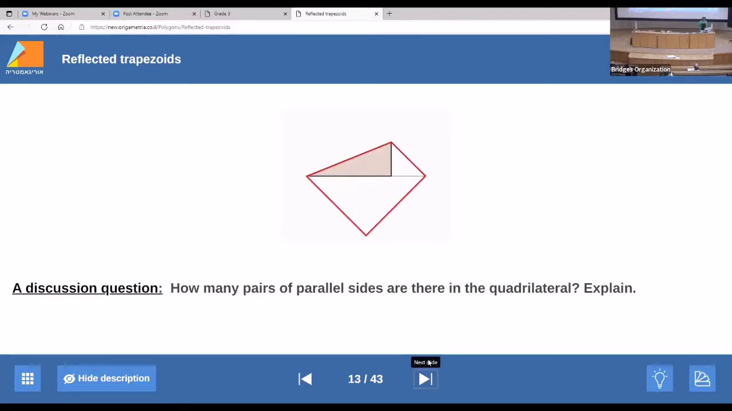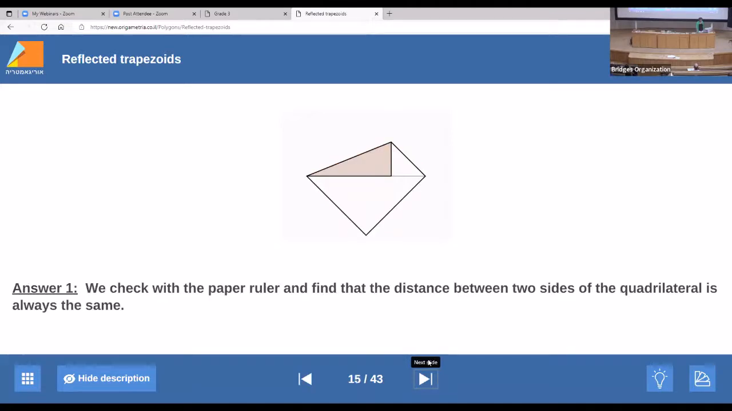So after you fold it, I ask them how many pairs of parallel sides you see in the shape here. So the children check that. How do you check it? With the rulers, yeah, paper rulers. So what we do, we put the paper rulers on the shape we made, and we mark it. And we see the two sides are parallel to each other. If you check it, we know it.